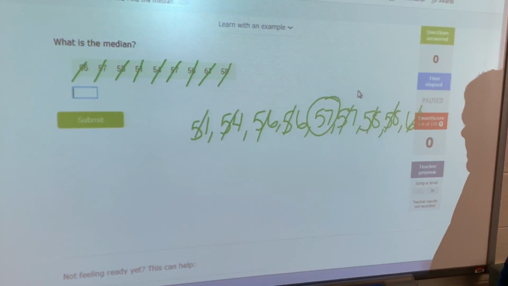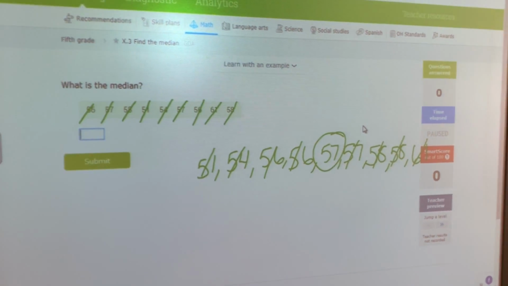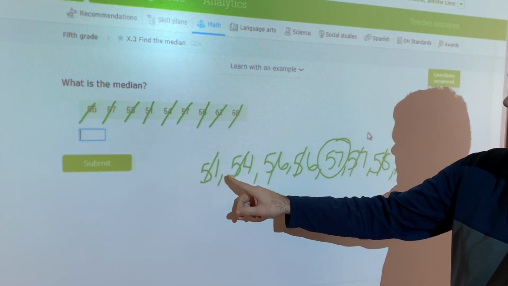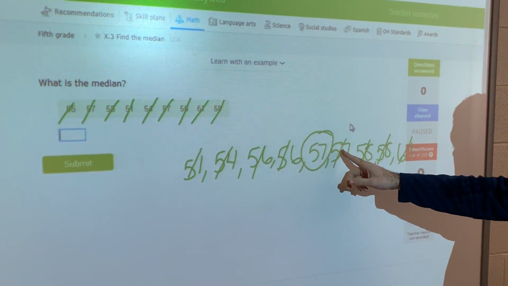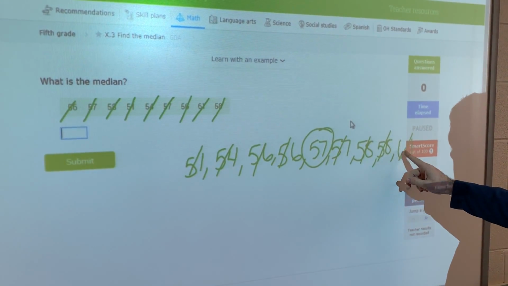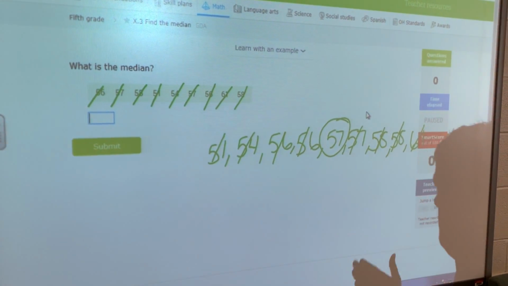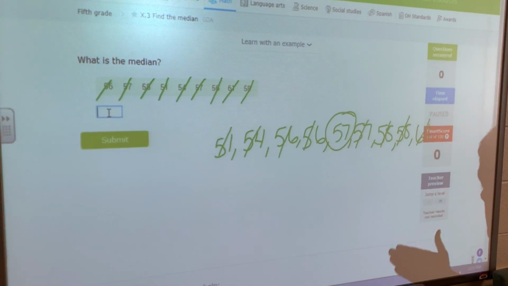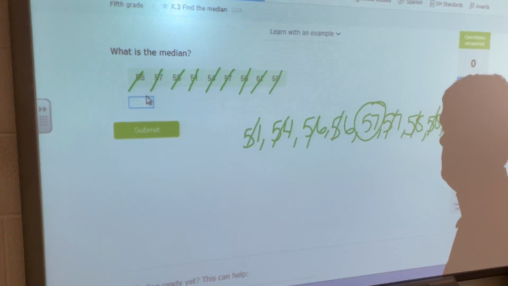Alright, so based off what I have done, our median is 57, but I'm going to double check, make sure I didn't make any mistakes. If I look on the left here, I have 1, 2, 3, 4 numbers. And then on the right, I also have 1, 2, 3, 4 numbers there. So that means that 57 is the median. Just like the median in a road, it's directly in the center. So we can go ahead and check that.